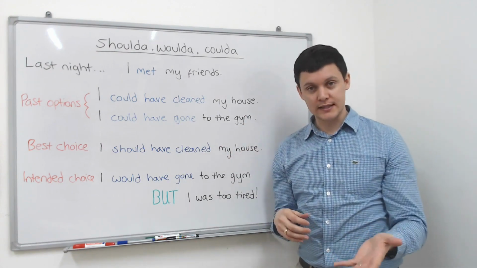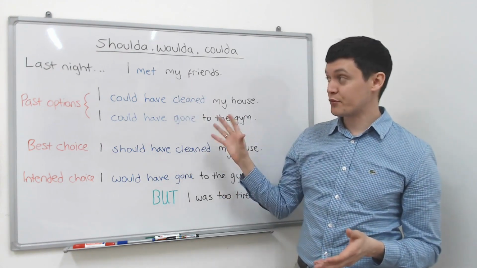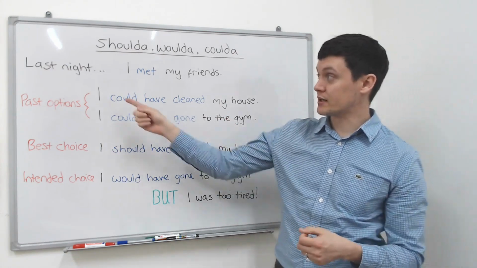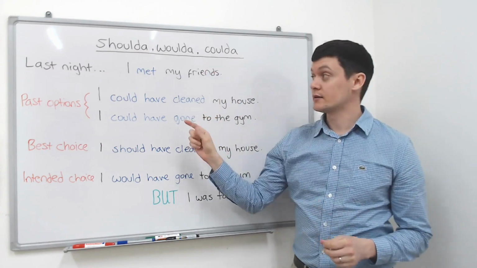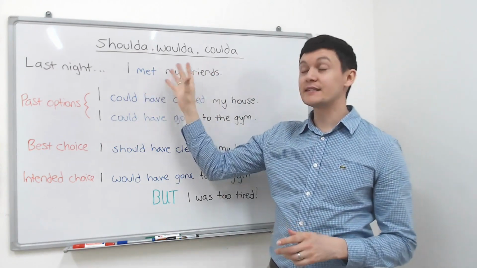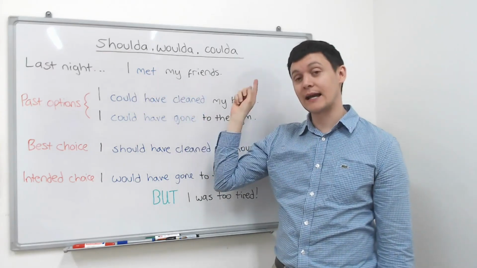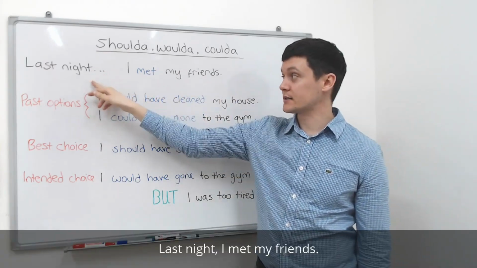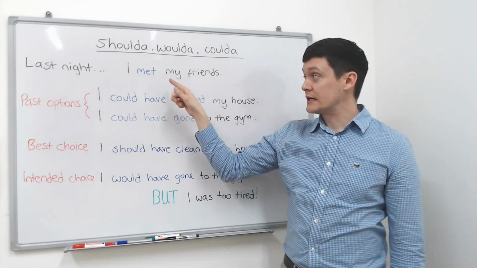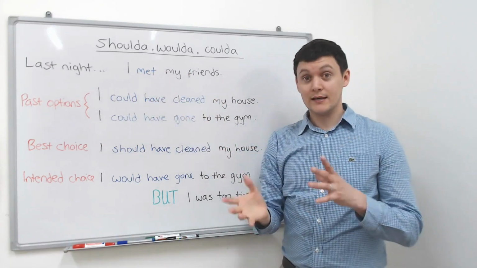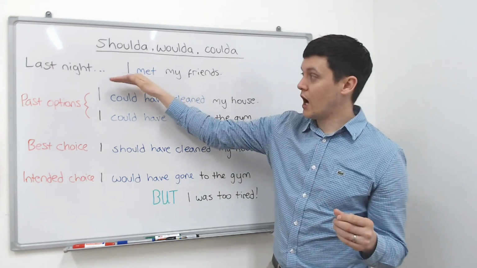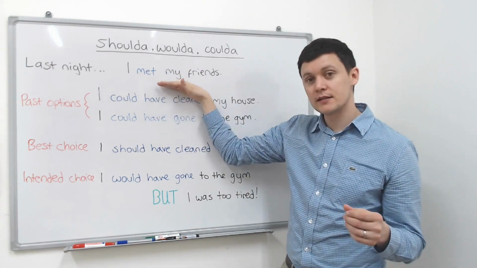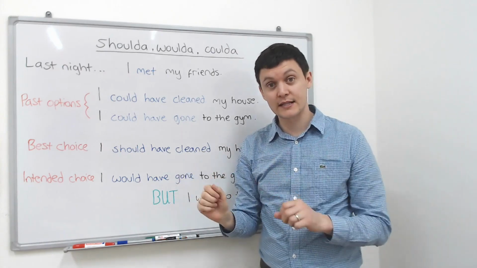In order to help you understand this and to use these structures, I've prepared a scenario, something that happened last night. So we'll use this to understand today's grammar. In this scenario, we have the action I did. This is the reality. This is the action I actually did last night. Last night, I met my friends. This is in the past simple because, again, it's reality. It's the action I did. Under this sentence, everything is going to be talking about what I didn't do. So let's take a look at that now.